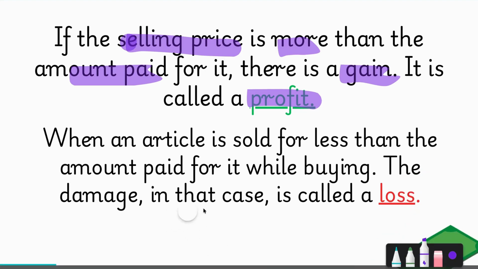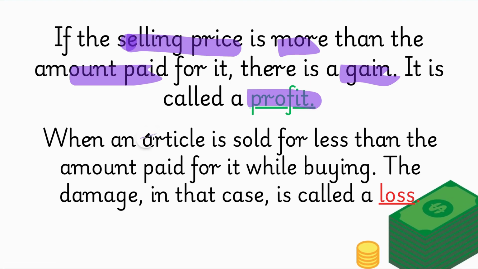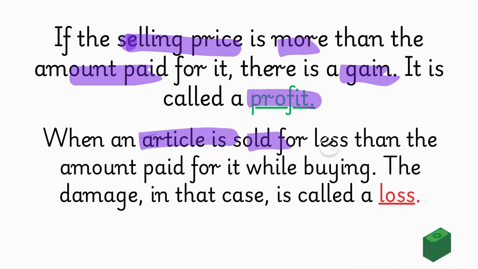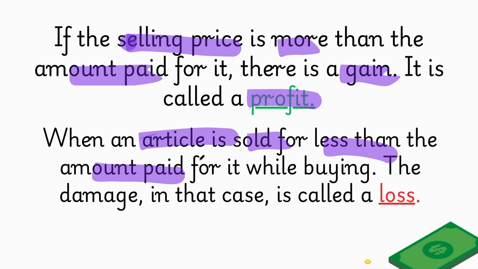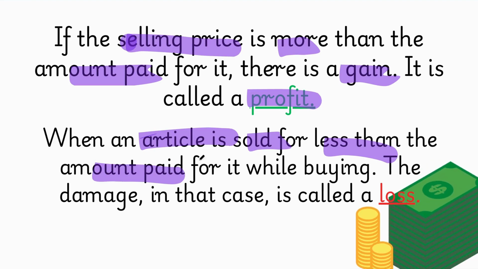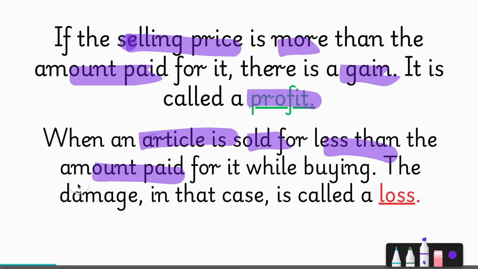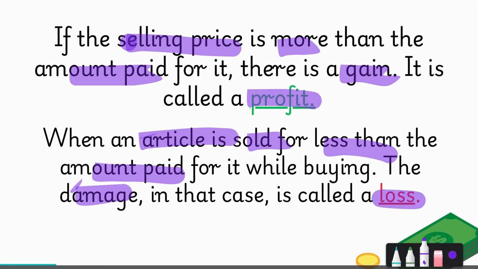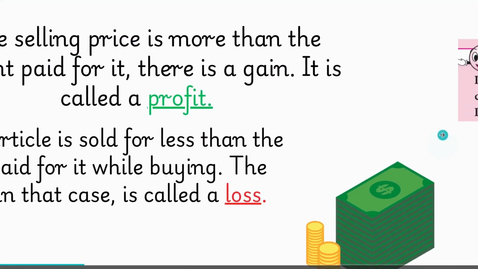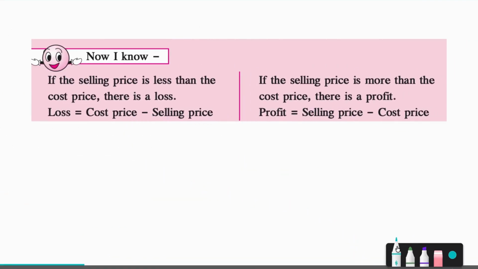On the other hand, when an article is sold for less than the amount paid for it, that means if you buy anything and you sell it for a lesser amount than you bought it, then there is a damage, and that damage is called a loss. Okay, so let's learn the formula for calculating profit and loss.